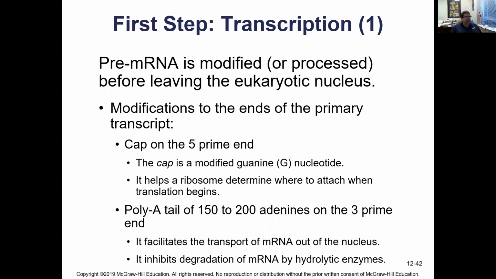We have these pre-messenger RNA that is modified. You've got to put these caps on the 5' end. The cap is a modified guanine nucleotide. It helps the ribosome determine where to attach when it begins translation. Poly A tail, 150 to 200 adenines on the 3' end. Right? We talked about that, the 3' and 5' ends of the DNA.